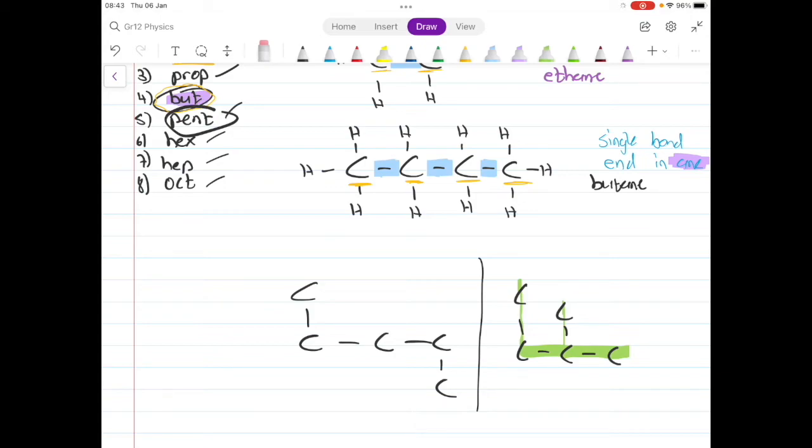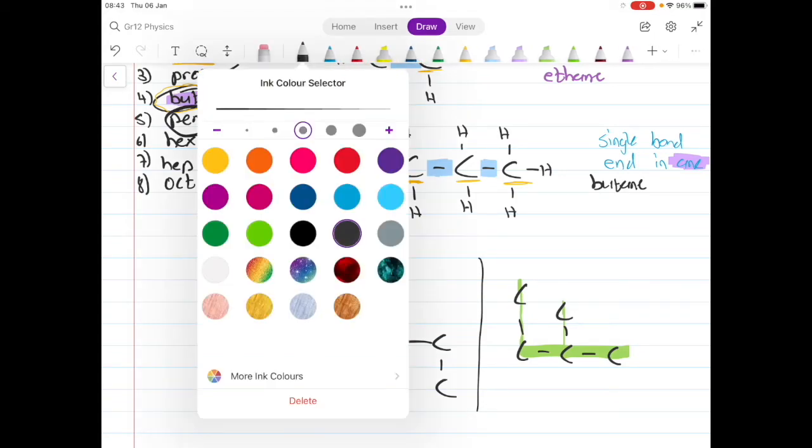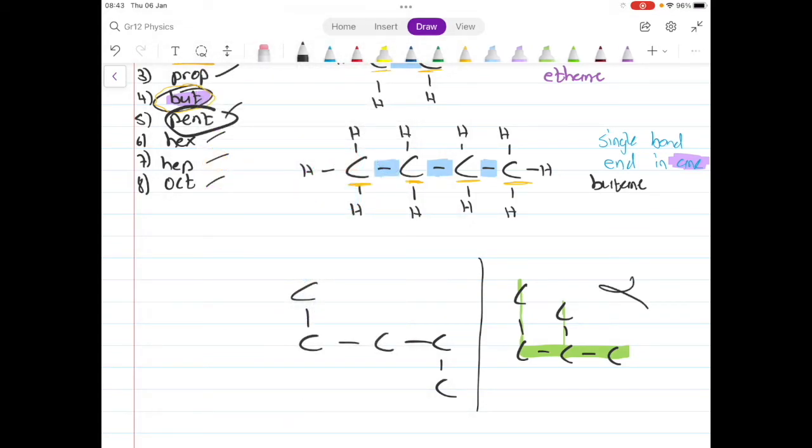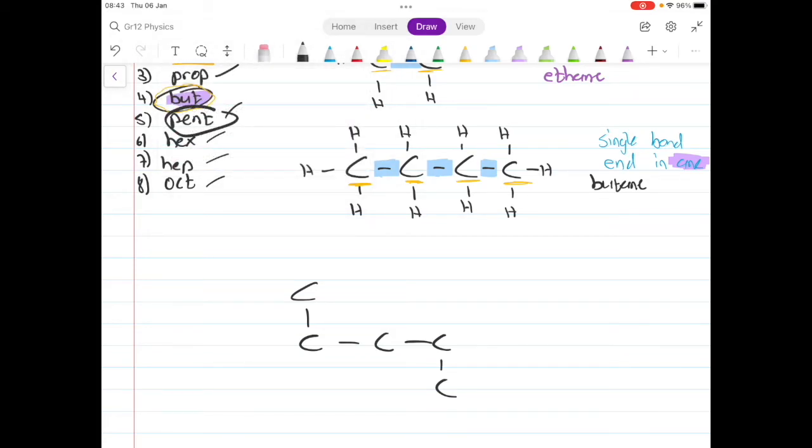Because it's not a continuous chain, for now we are not going to worry about this one here. For the first part, we're going to deal with these continuous chains. We'll deal with the non-continuous chains, like I said, in the actual class. All right, so anyway, let's go and attach our 4 bonds to each of these carbons.